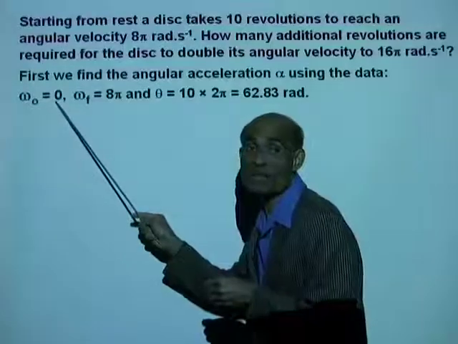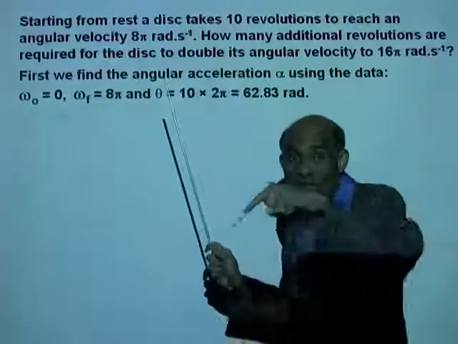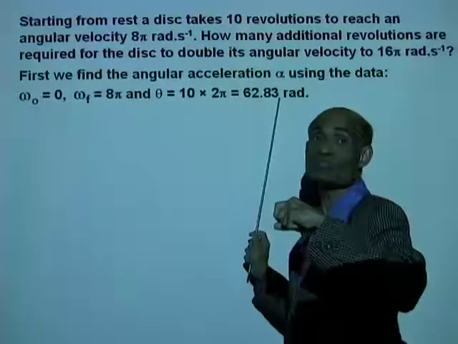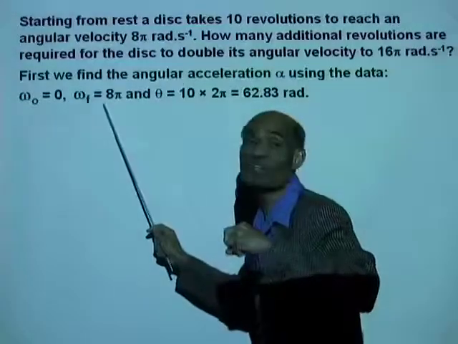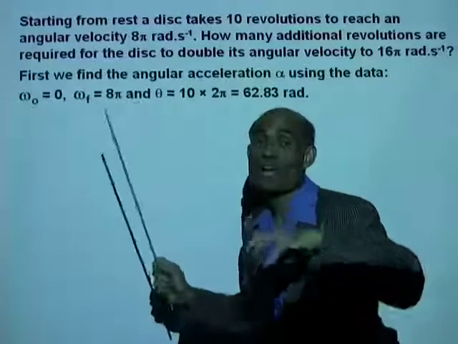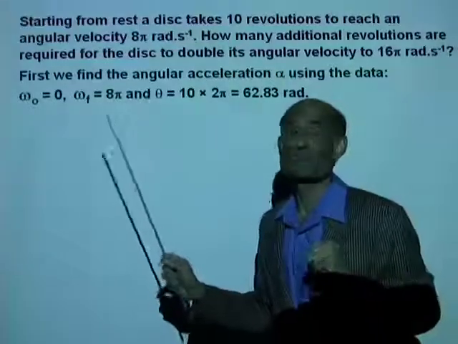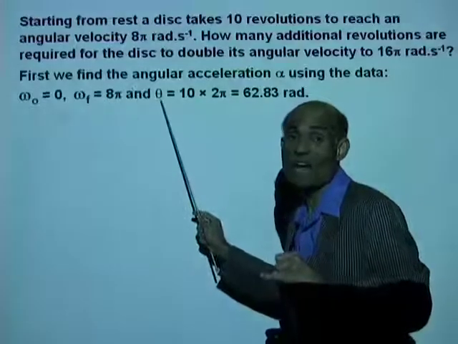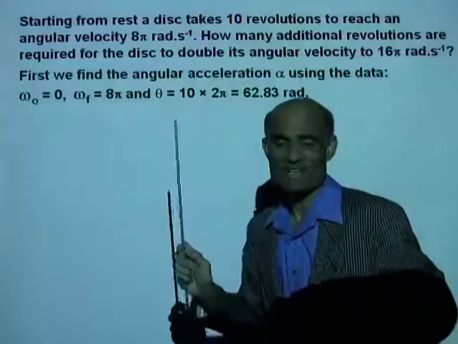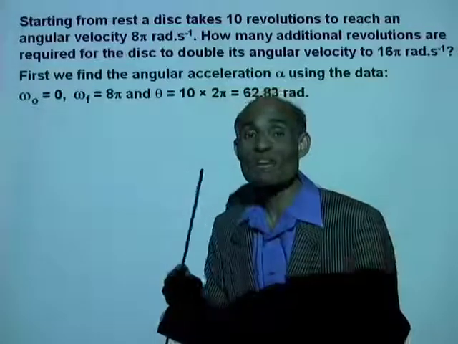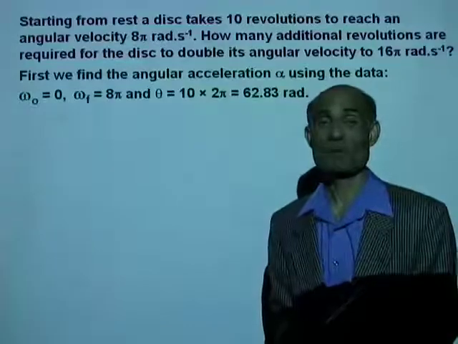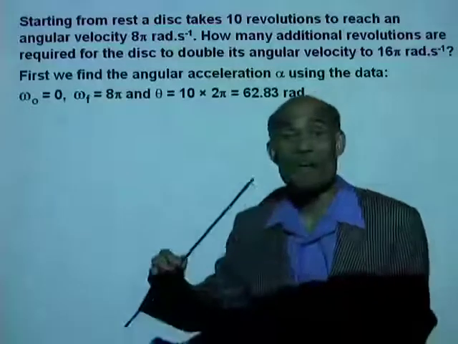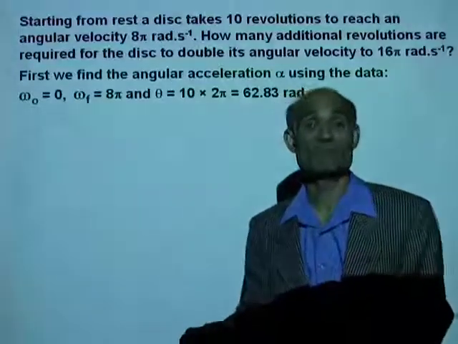So look at that data once again. A disk starts from rest and in rotating through an angular displacement of 62.83 radian, it attains a final angular velocity of 8 pi radians per second. So we have the initial angular velocity, final angular velocity, and the angular displacement. Can you use these values to find the angular acceleration? What is the equation you will use for that? Remember, the equation you will be using will be the one that does not contain time.